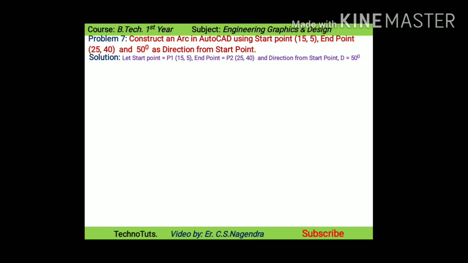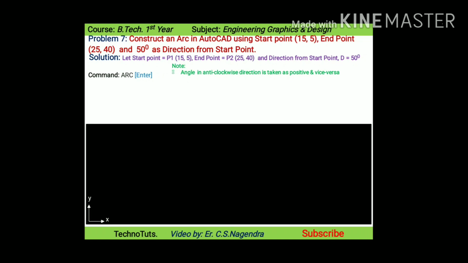So you should make note that the angle taken in anti-clockwise direction for direction from start point should be taken as positive and angle taken in clockwise direction for direction is taken as negative. Okay, so at the command prompt type arc and press enter key. You will see viewport will get activated on the screen.